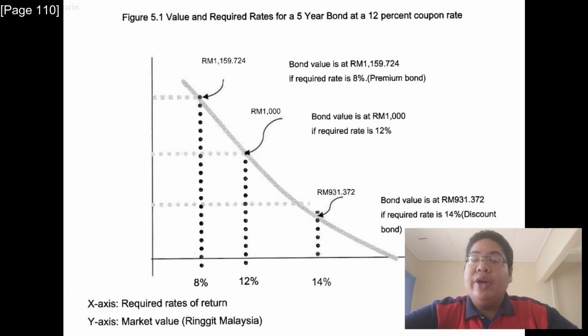In the graph, you can see at 8%, the value of the bond is RM1159.724. For 12% it is RM1000. And for 14% it is RM931.372.